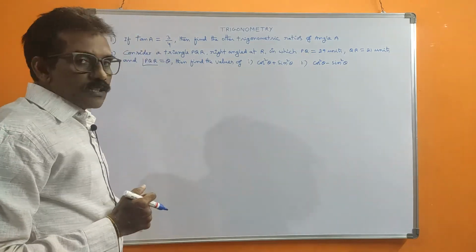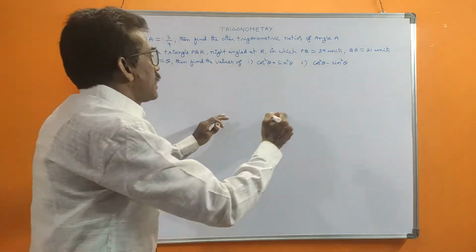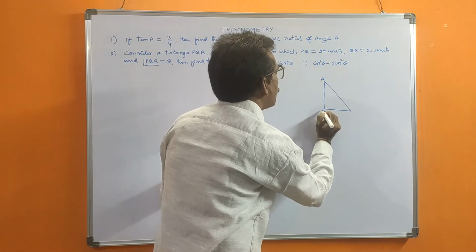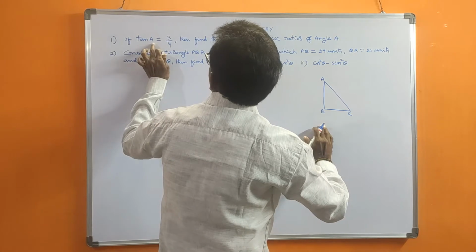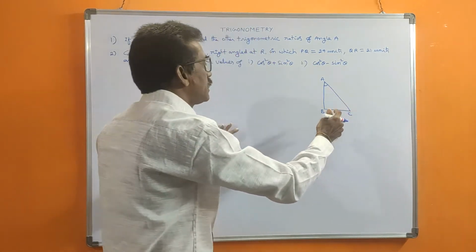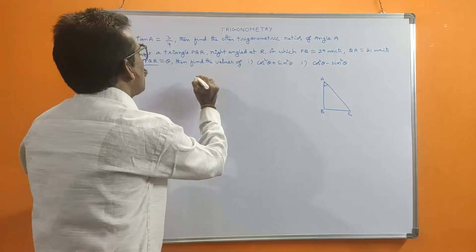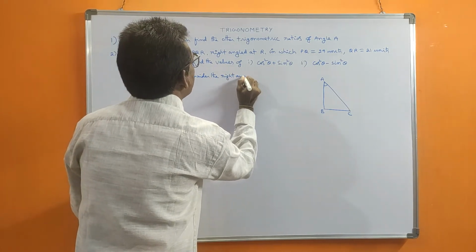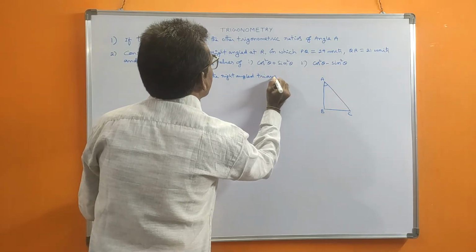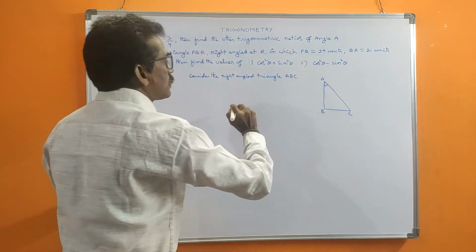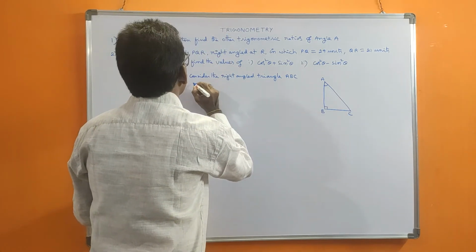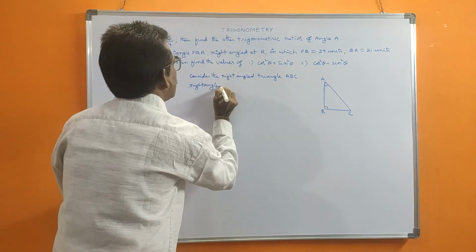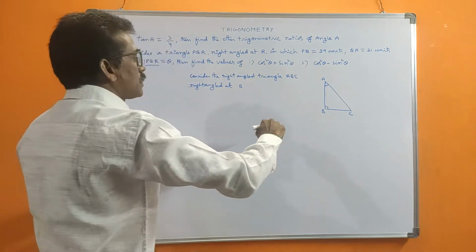Now see, A is there, that's why we should consider a triangle with A. So first consider a right angle triangle ABC, right angled at B. According to this only we should write the formulas.